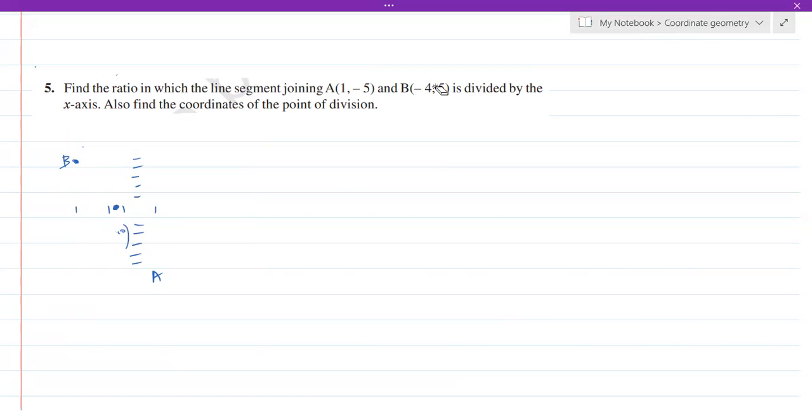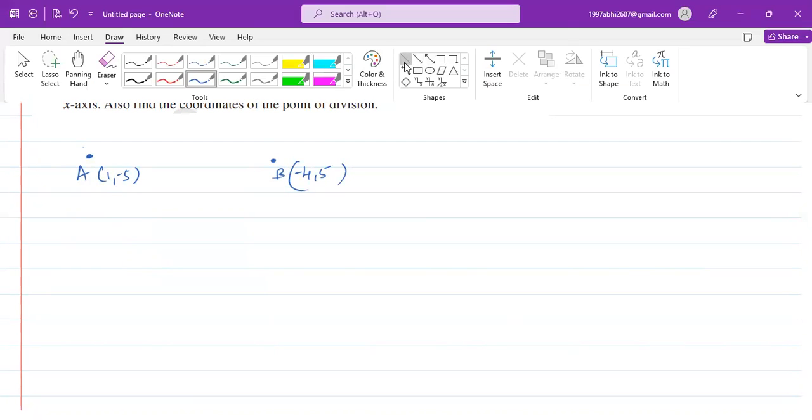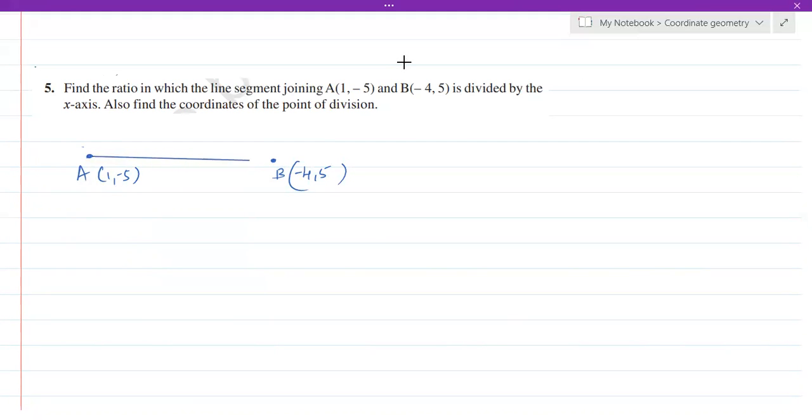Okay. So let me erase this and write it in the other way. So just imagine this is A and this is B. The coordinates of A is 1 comma minus 5, and the coordinates of B is minus 4 comma 5. Let's join this, and this line is divided by a point on the x-axis. Point on the x-axis is x comma 0. I have taken it like this.